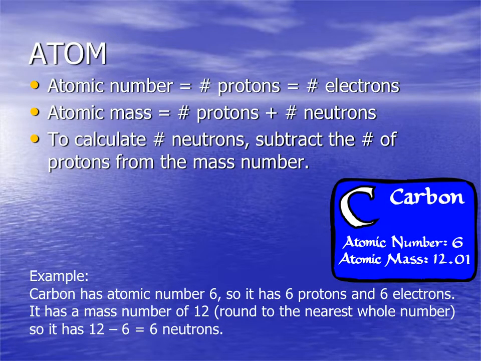So atomic number is equal to the number of protons, and that's also equal to the electrons, when the atom is neutral, that means no charge. So protons have a positive charge. Electrons have a negative charge.